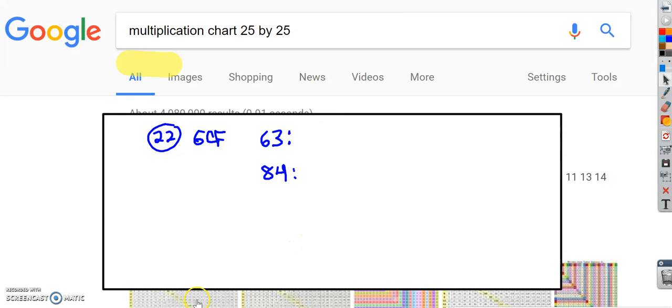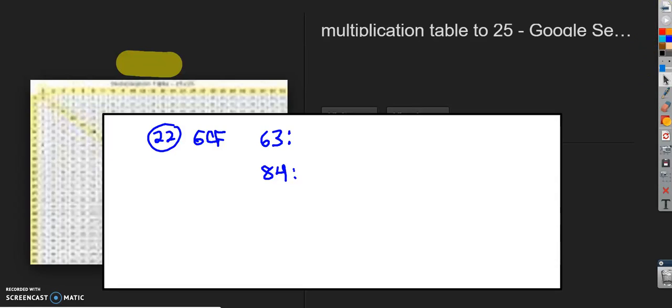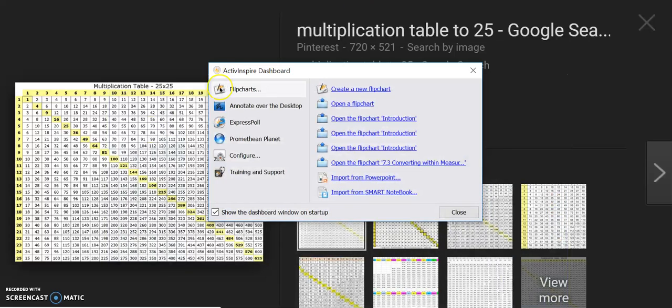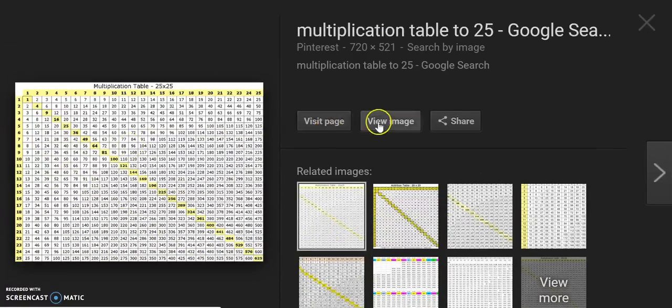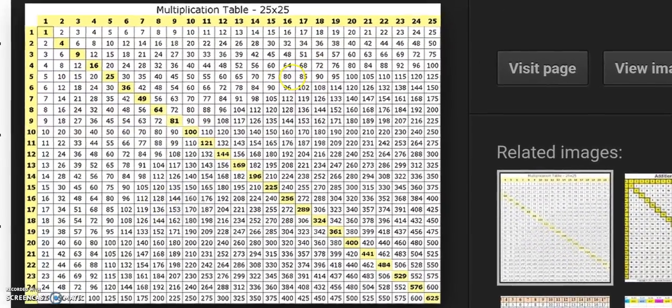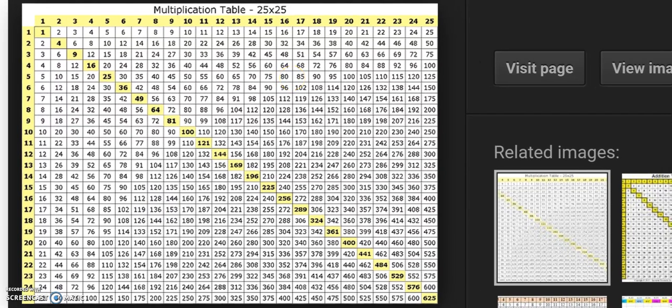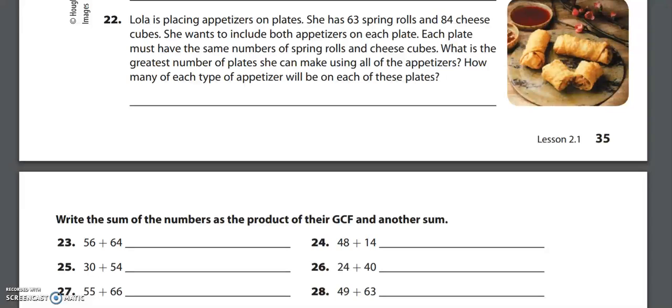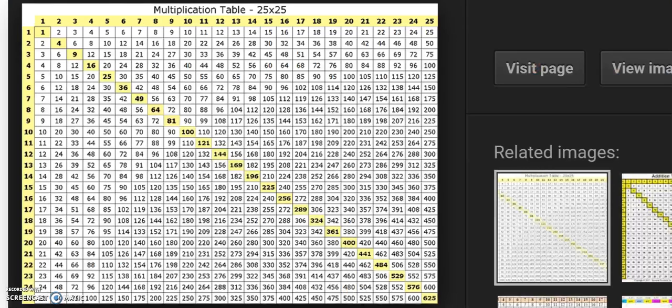So I'm just Google searching an image here, and I think this will work. So I wonder if, there we go, that's going to work, I think. So hopefully that's showing up pretty good on your screen. So what I'm looking for here, if I went back to my problem, is I'm looking for the greatest common factor of 63 and 84. So if I go to a multiplication chart, what I'm looking for is 63 and 84 in the same row. So if I'm looking at rows here, I wonder if I have a mouse on here. Do you see the hand?